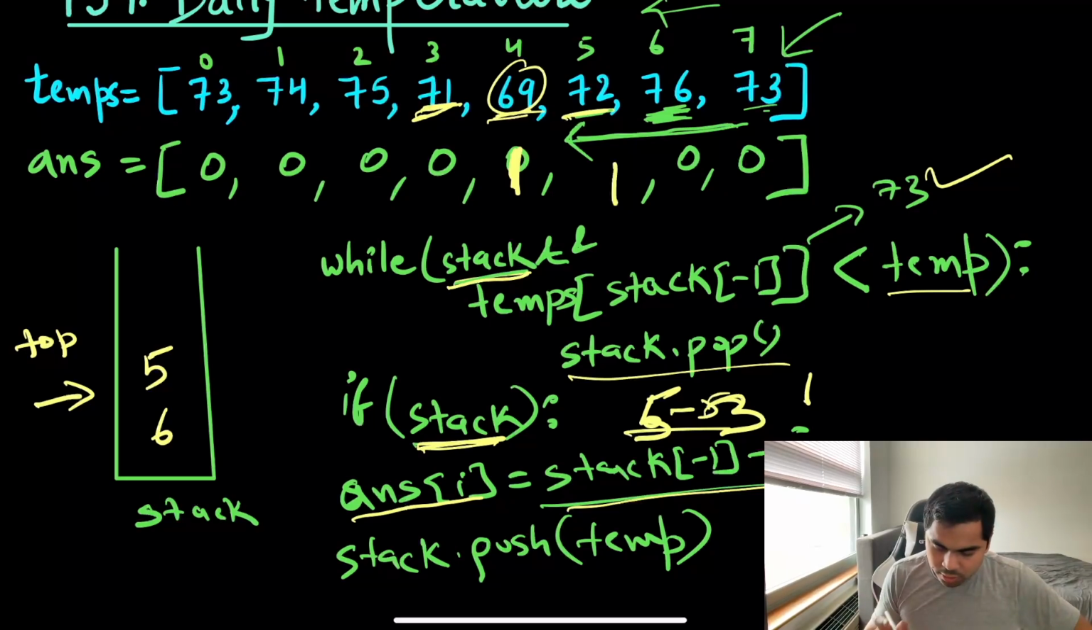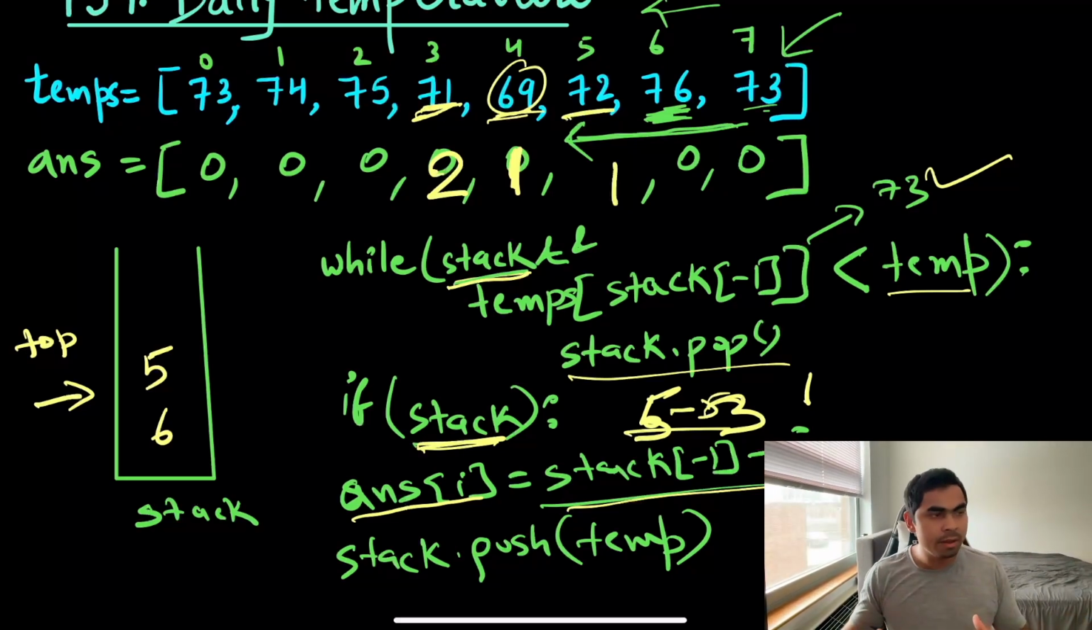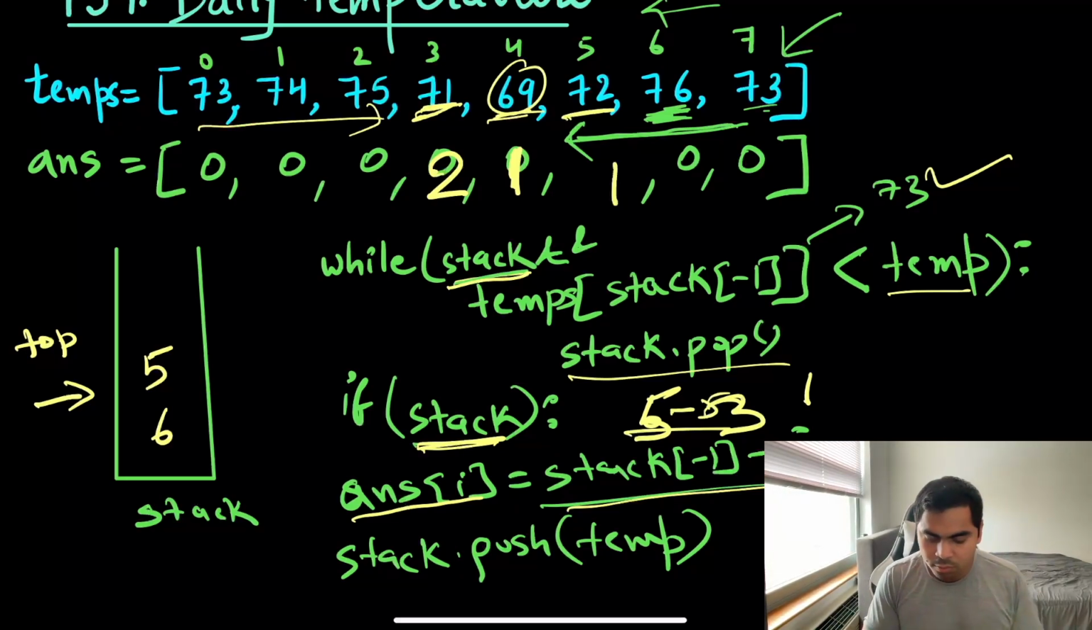5 minus 3 is 2, so I'll append that to my answer right here. It will be 2. So it's going to wait 2 days to see this temperature. So now we know what we need to do. We'll keep going through all these values, and I think this logic definitely satisfies.